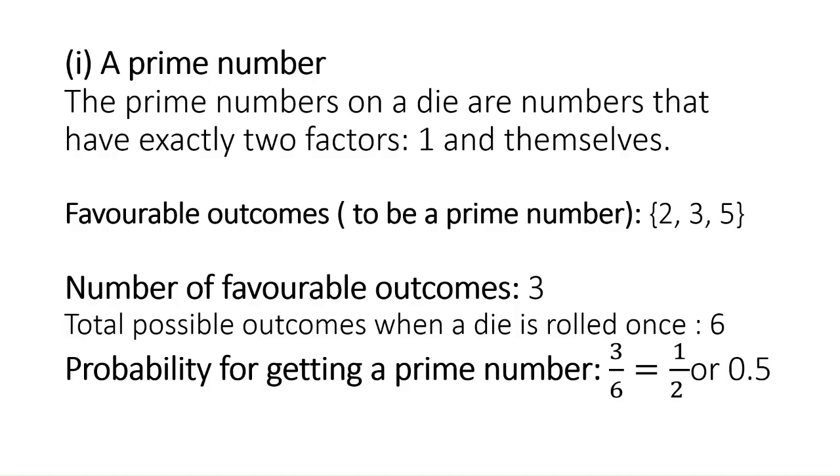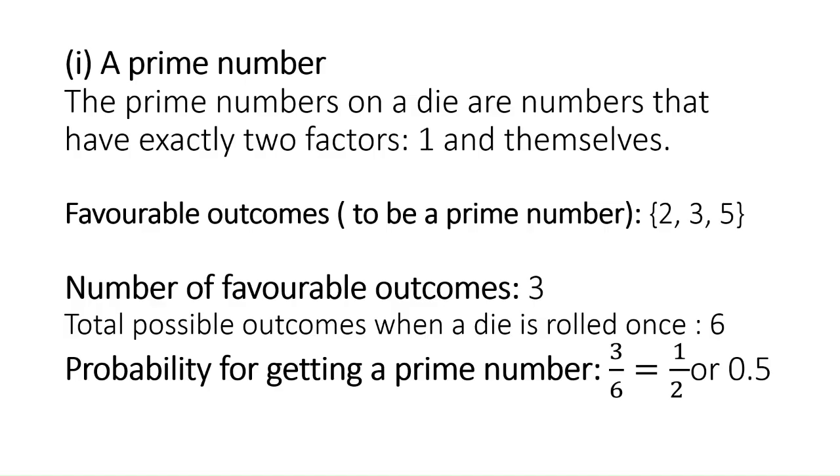Okay, so the prime numbers on a die are the numbers that have exactly two factors, that is 1 and themselves. A prime number is defined like that only. A prime number is the number which has only two factors, 1 and itself, that we know. So how many prime numbers are there here? 2, 3, 5. Yes or no? So to have a prime number, we should get these three numbers only, either 2 or 3 or 5. Okay, so total number of favorable outcomes are 3 here, for the event to get a prime number when the die is rolled.